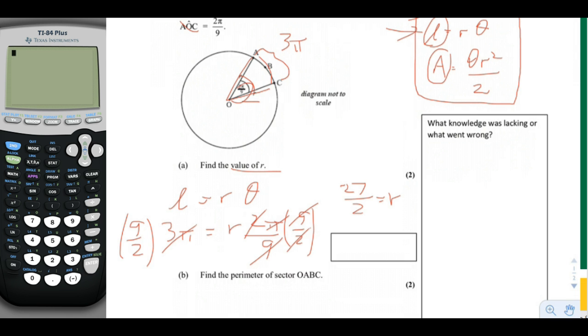So the answer is 27 halves, which is 13.5 centimeters. So does that look like it's about 13.5 centimeters? 3 pi, by the way, is about 10.